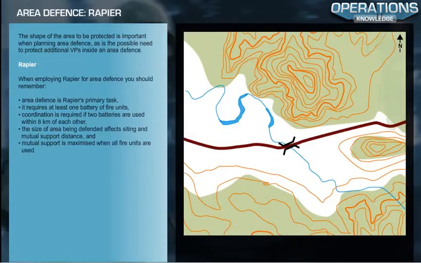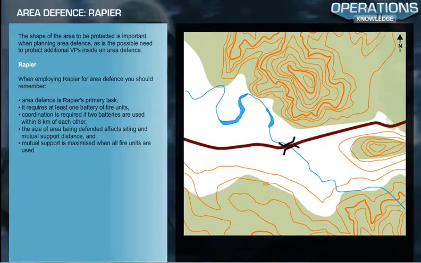In planning area defences, consideration must be given to the shape of the area to be defended, especially when protecting airfields. Within an area defence, the additional defence of certain vital points may have to be considered. This applies especially to airfield defence, where aircraft, fuel or ammunition points may require additional protection.